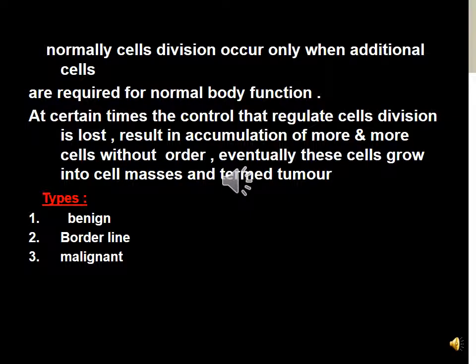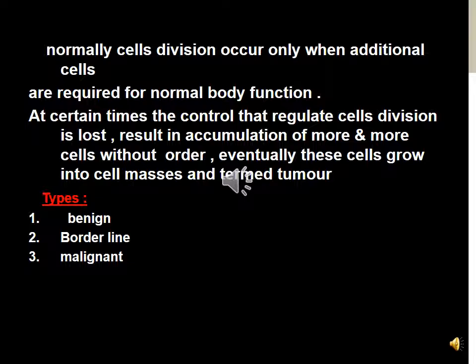Under normal conditions, cell division will occur only when additional cells are required for normal body function. But if the control that regulates cell division is lost, there is a further and further accumulation of cells without order. These cells will form a mass, and this mass is termed a tumor.